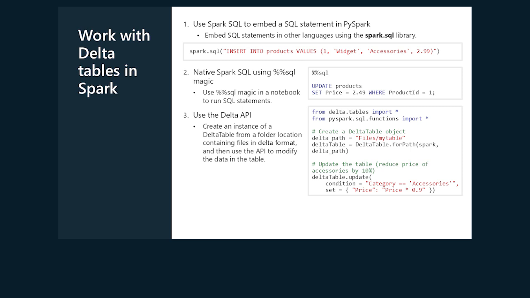However, it may be easier to use the Delta API when you want to work with Delta files rather than catalog tables. Here you can see that we are creating an instance of a DeltaTable from the Files folder that contains Delta files and is using the Delta API update method to modify the data in the Delta table.